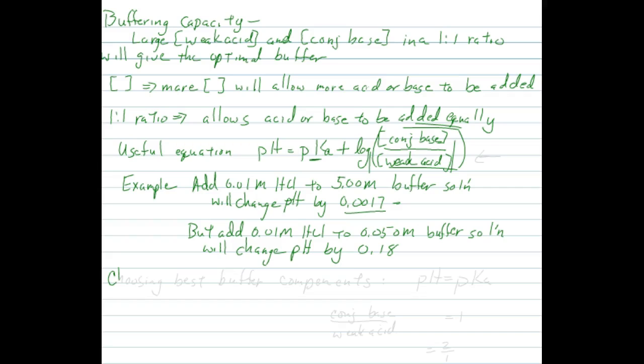So if you have a choice, choosing the best buffer components from a list, what you want is to select one that has the buffered pH of what you're searching for equal to the pKa. So the negative log of the hydronium ion that you're looking for, the pH, must equal the negative log of the Ka.